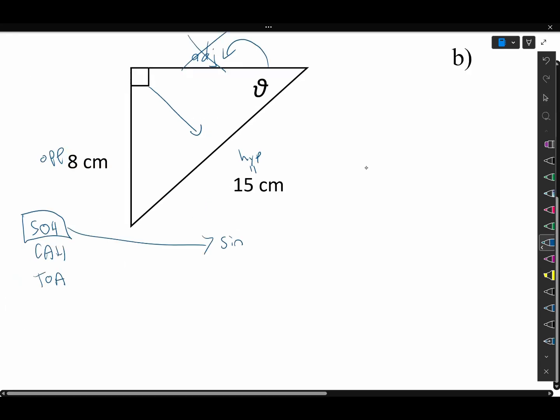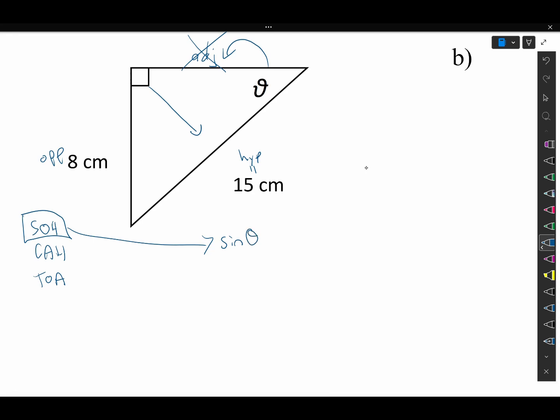That is, we're working with the sine of theta. We'll just leave it as a theta here because it's an unknown angle. The sine of theta equals our opposite over our hypotenuse. And so we will substitute now into this equation the values that we know. We don't know theta. Again, we leave it as is. We do know our opposite side. That is 8 centimeters. We know our hypotenuse. That's 15 centimeters. Nice and easy.